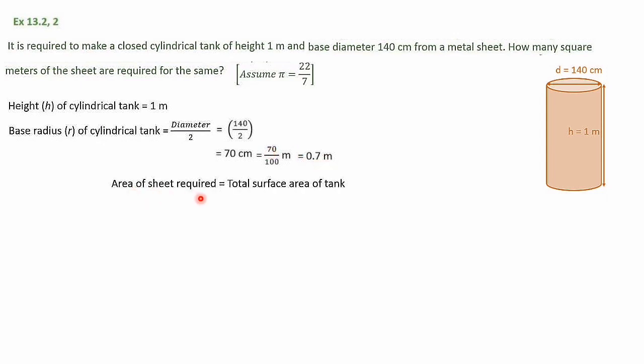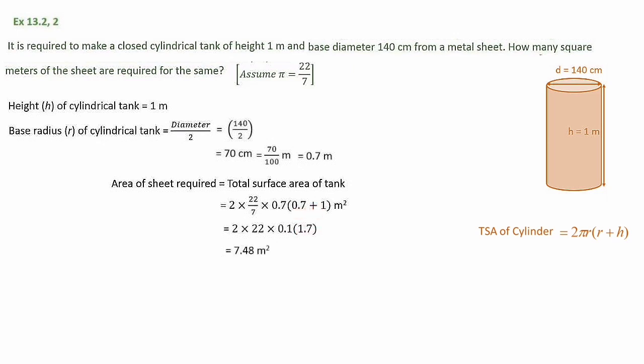Then area of the sheet required is equal to, as I discussed before, total surface area of the tank. Means tank in the sense cylindrical shape. Total surface area of cylinder, we know the formula 2 pi r into r plus h. Substitute it, 2 into pi, 22 by 7 into radius 0.7 into r plus h, that is 0.7 plus 1. That is equal to 2 into 22 by 7 into 0.7. Just simply we can cancel, it is 0.1. So 0.1 into 0.7 plus 1, that is 1.7.